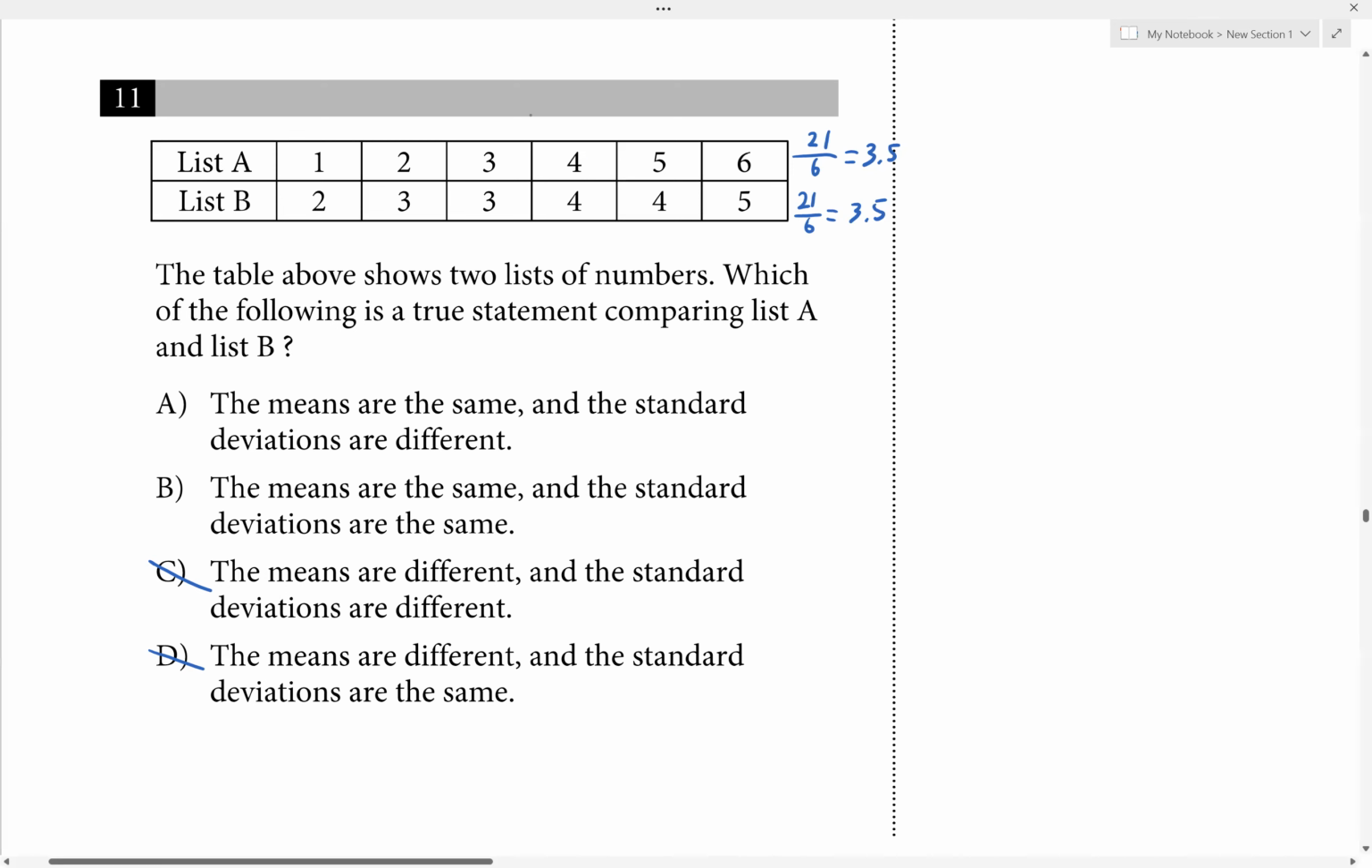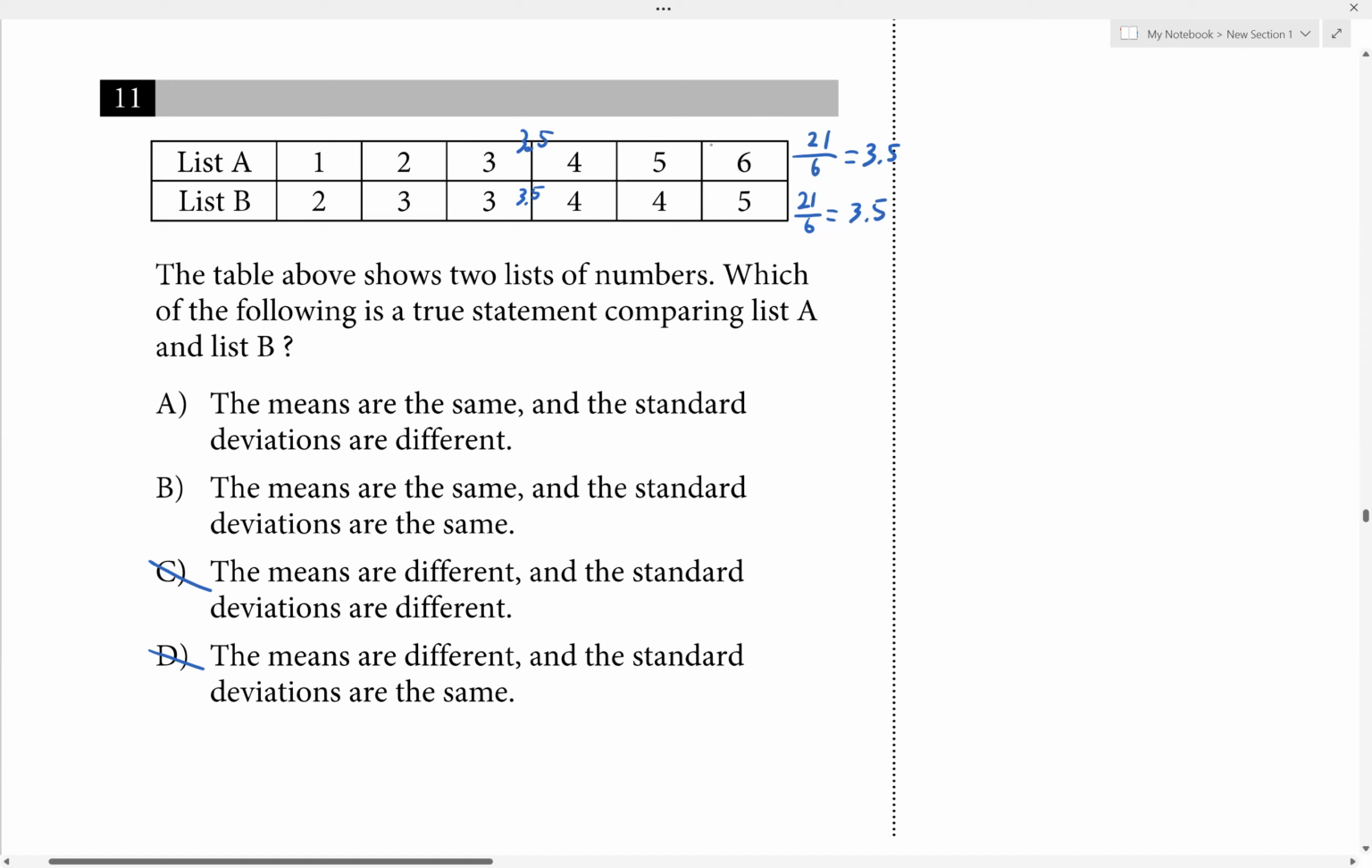So we know the mean is 3.5, so it's in the middle of 3 and 4. But if you look at the numbers here, on the left side of 3.5 we have 1, 2, and 3. On the right, we have 4, 5, 6. And for list B, the middle is still 3.5, but we have 2, 3, 3 on the left and 4, 4, 5 on the right. See, on list B these numbers are a little bit closer to 3.5 compared to list A, because we have 2 and 5 closer to 3.5, whereas in list A, 1 and 6 are a little bit further away. So list A should have a bigger standard deviation.